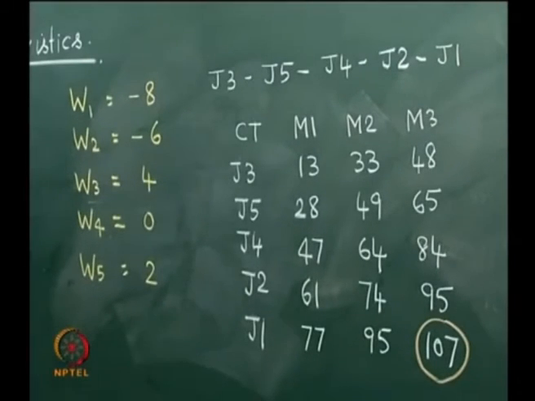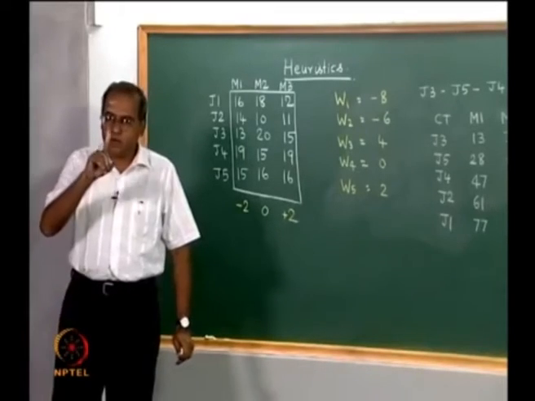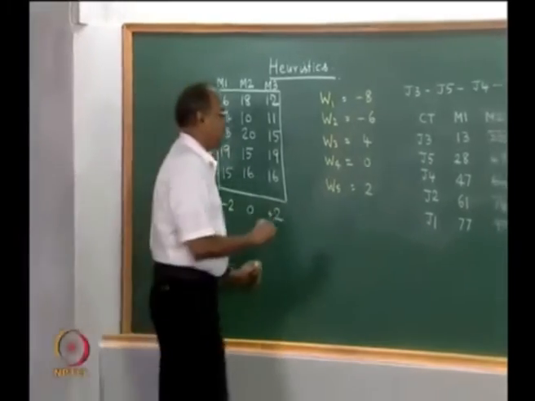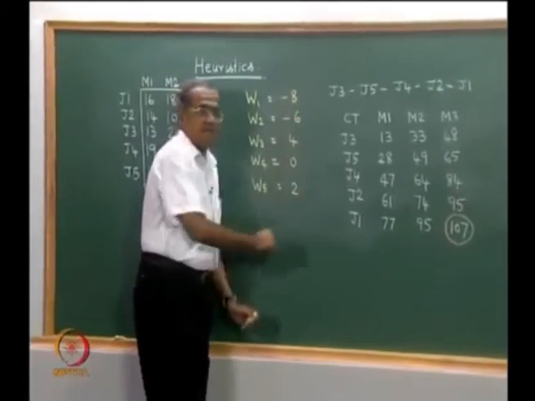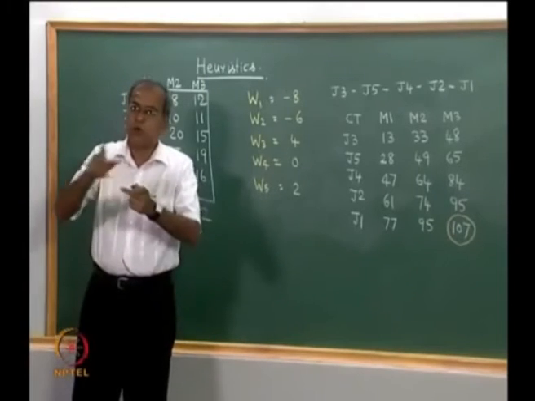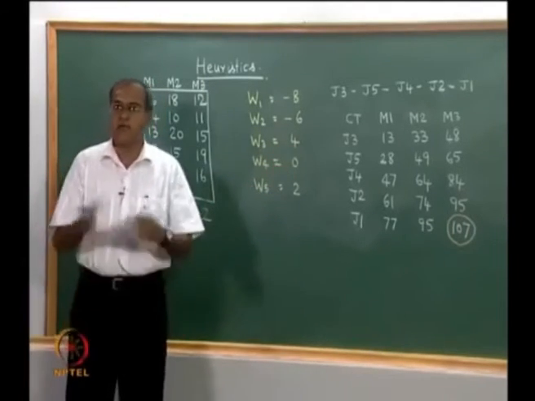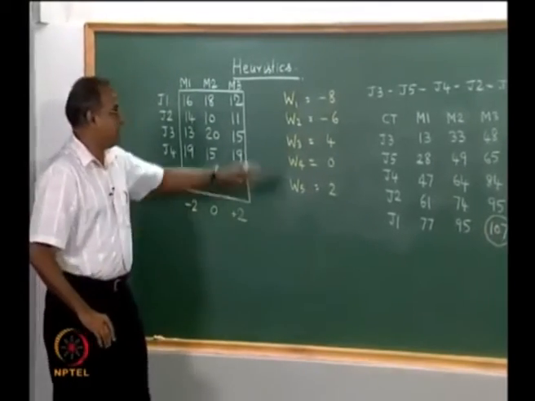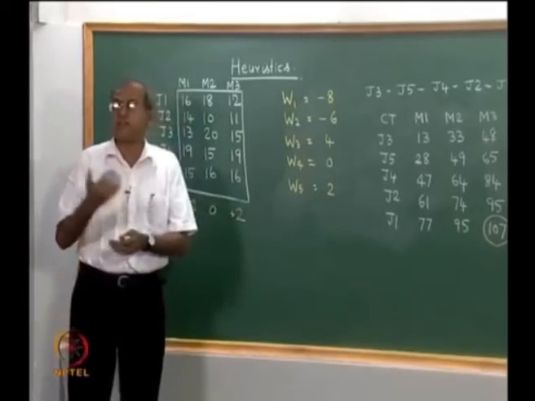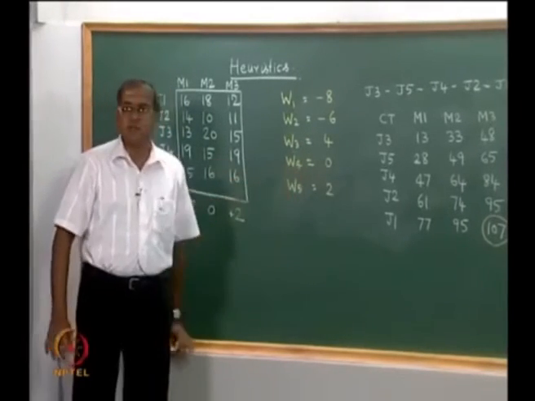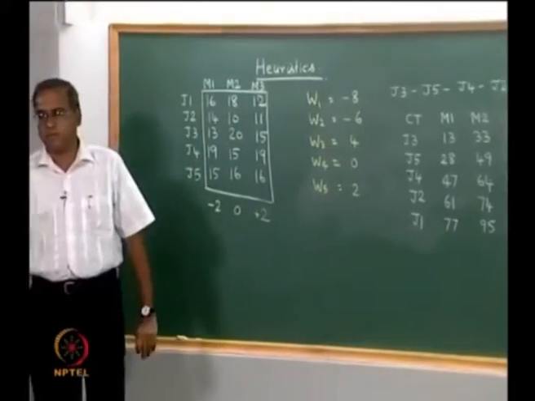So, this heuristic algorithm will evaluate only one sequence. It could evaluate two if, for example, some of these indices are equal. So, you could have two or more if some of these indices are equal, but in general it evaluates only one sequence if each of these indices is unique. So, it gives a solution with make span equal to 107.